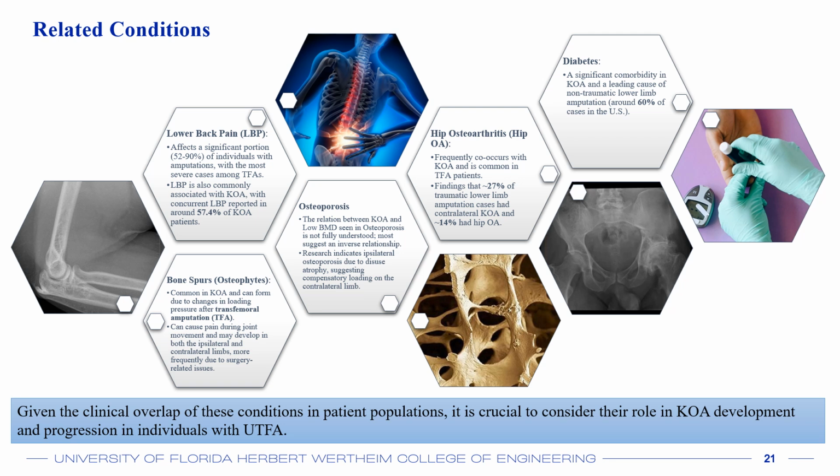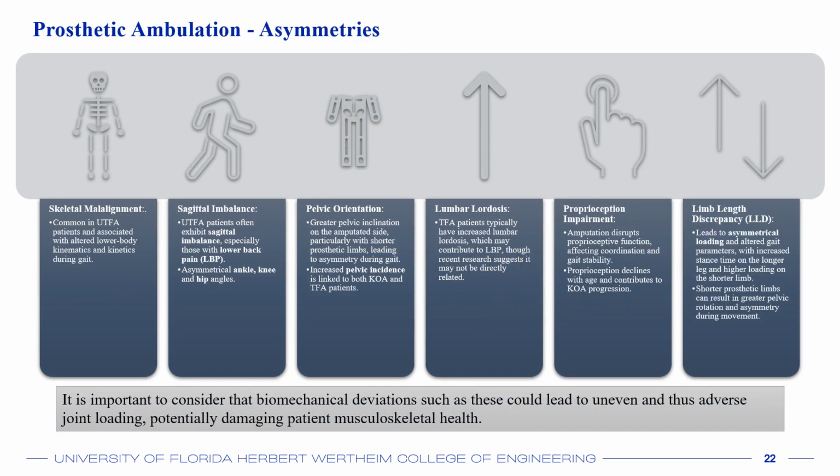Additionally, diabetes is important to consider, as it is a large comorbidity for knee osteoarthritis and a large cause of transfemoral amputation. It is also important to consider the potential influence of prosthetic ambulation on the relationship of knee osteoarthritis in UTFA cases. Therefore, first, we will look at asymmetries associated with prosthetic ambulation. Typically, patients present with a skeletal malalignment, which can affect lower body kinetics and kinematics.